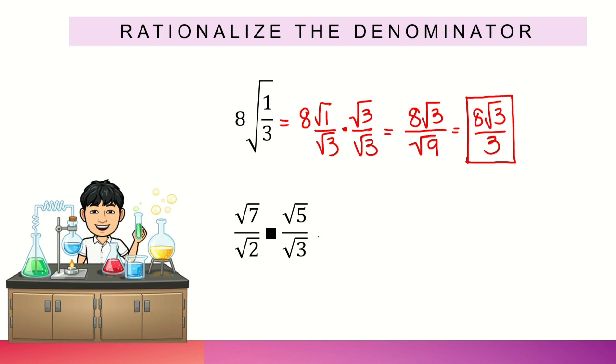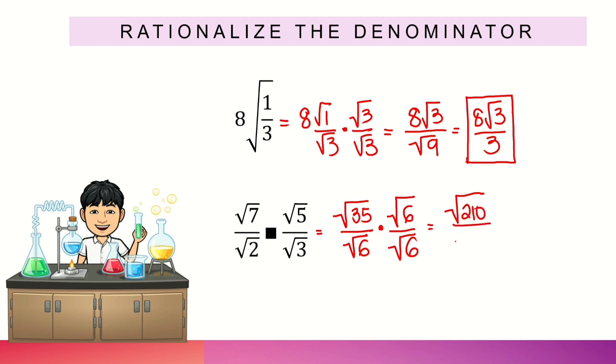Let's say we have square root of 7 all over square root of 2 times square root of 5 all over square root of 3. So we multiply again. This is now square root of 35 all over square root of 6. Then we rationalize, meaning we're going to multiply both sides by square root of 6. So the product of square root of 35 times the square root of 6 is square root of 210 all over square root of 36.